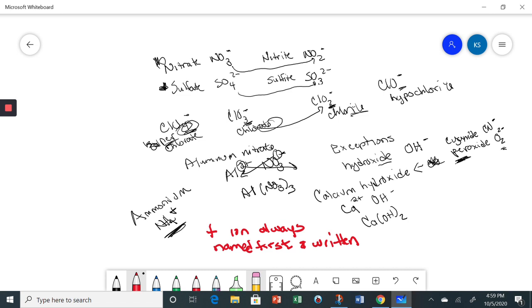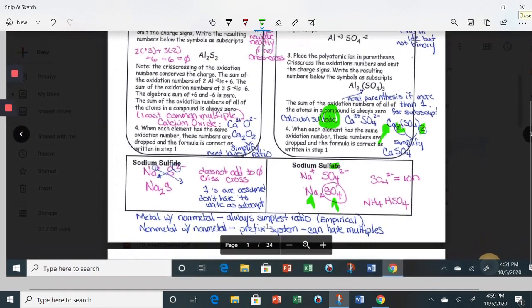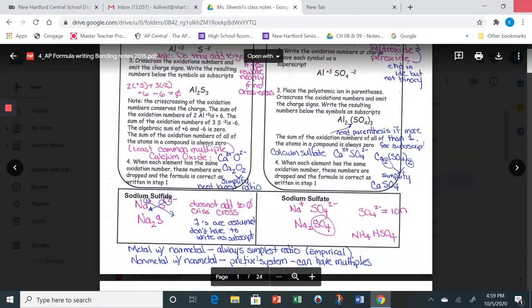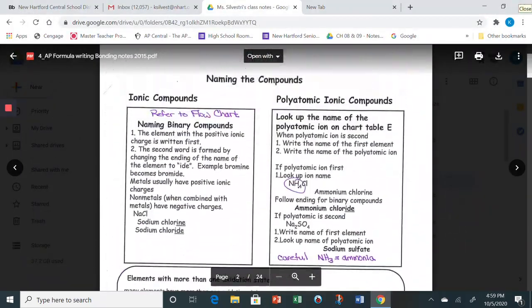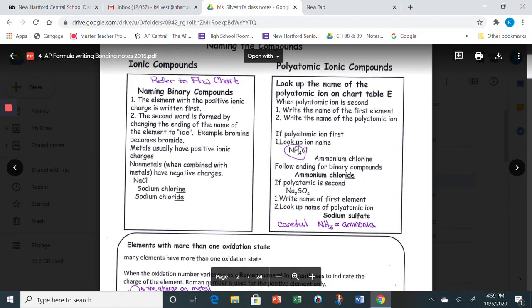And naming is going backwards, picking it apart. Do I have two things so it'll end in IDE? Do I have more than two things? Is it an exception? Is it a normal ion? So we will continue that later. Okay, that's to get you started. We will talk about the other things that are on this page. Coming up, we're going to talk about elements with more than one oxidation state and covalent.